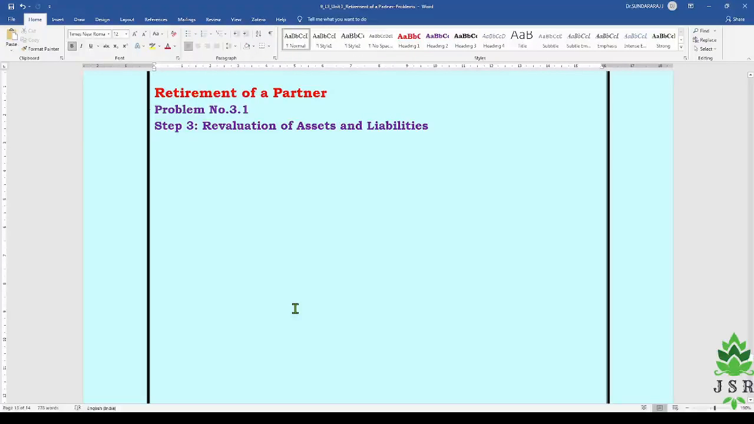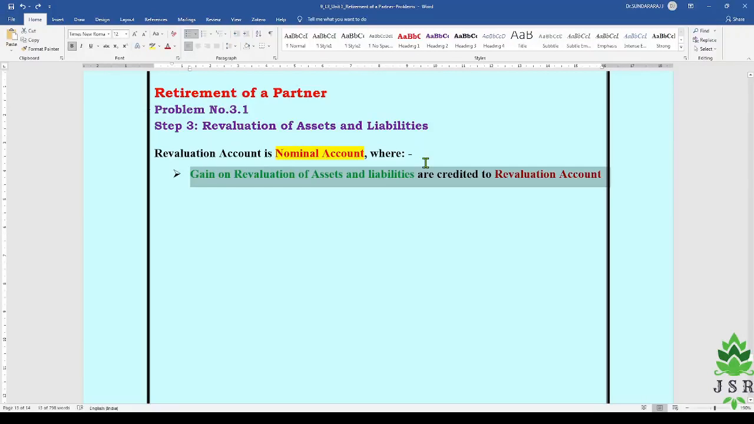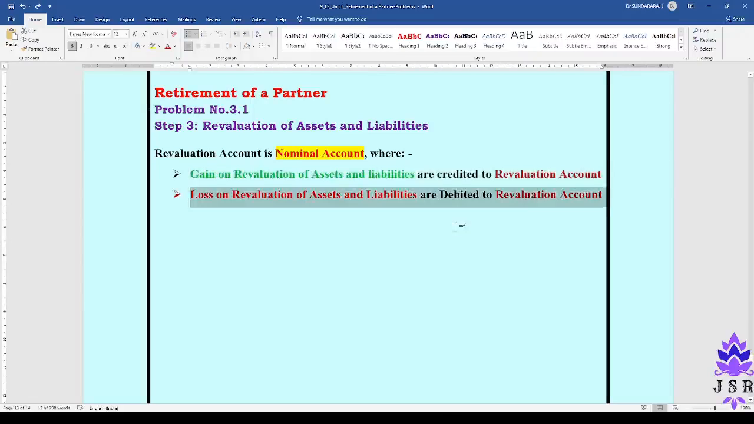Dear friends, in this session we are going to discuss revaluation of assets and liabilities. As we know, revaluation is a nominal account. Therefore, we have to credit the gain on revaluation of assets and liabilities to the revaluation account. When there is a loss on revaluation of assets and liabilities, that ought to be debited to the revaluation account.